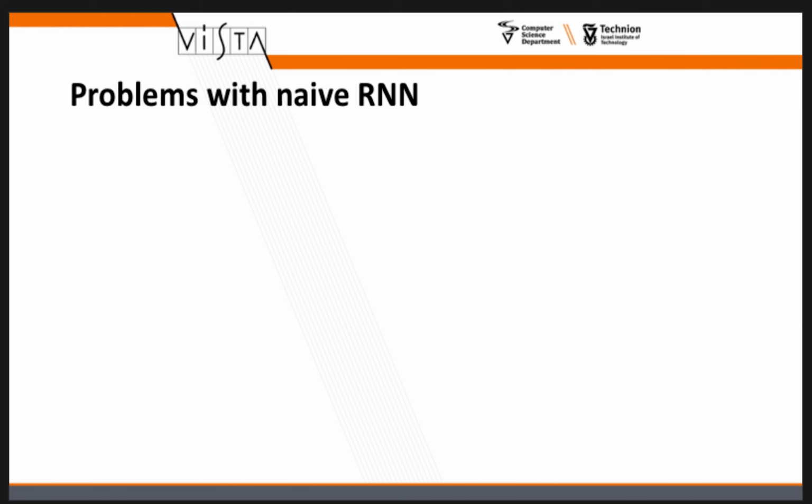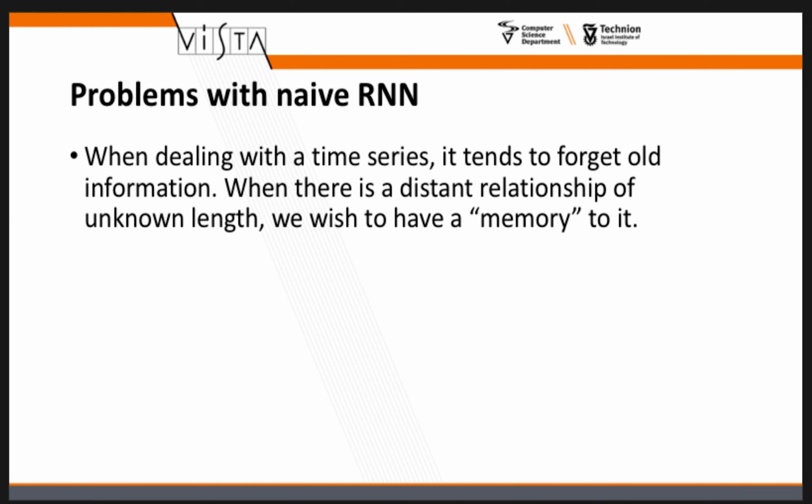Great. So, problems with RNNs. When we're dealing with time series, they tend to forget information. We have some sequence, and we want each state to transfer the important information to the next state. The problem is that basic RNNs tend to forget. When there's a distant relationship of unknown length, we wish to have a memory for it.